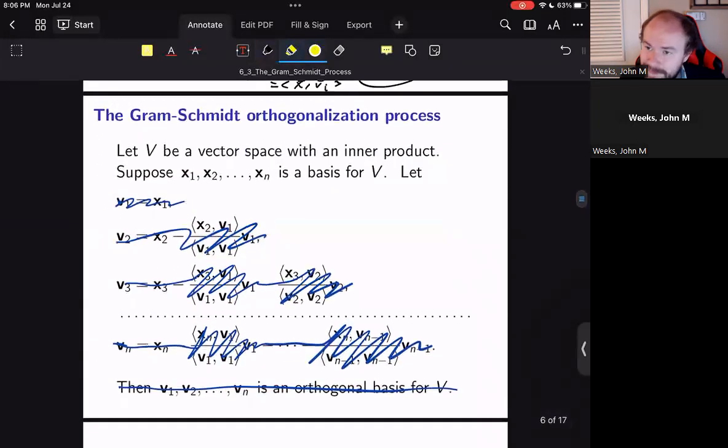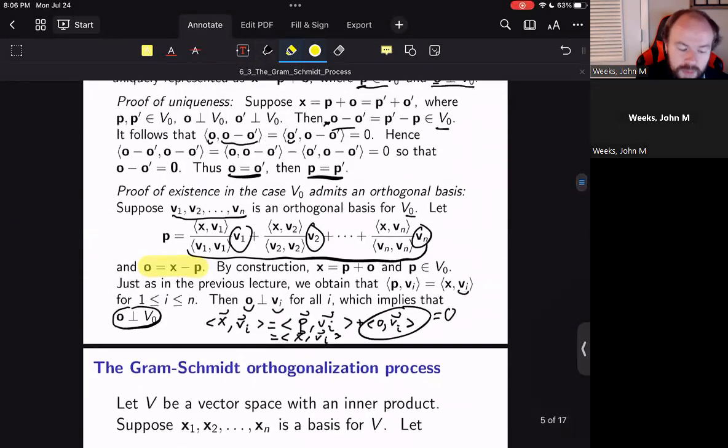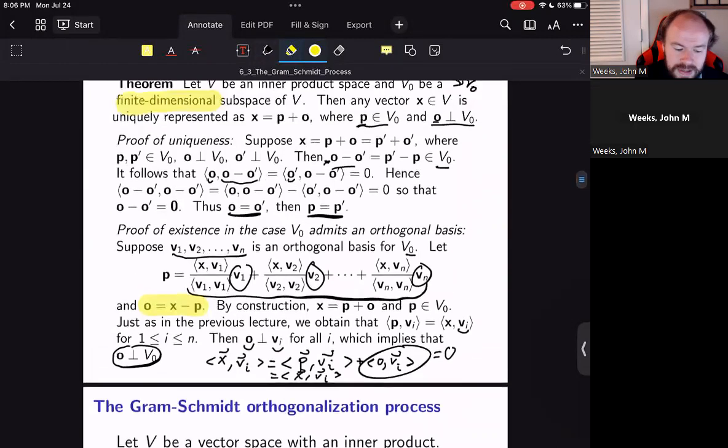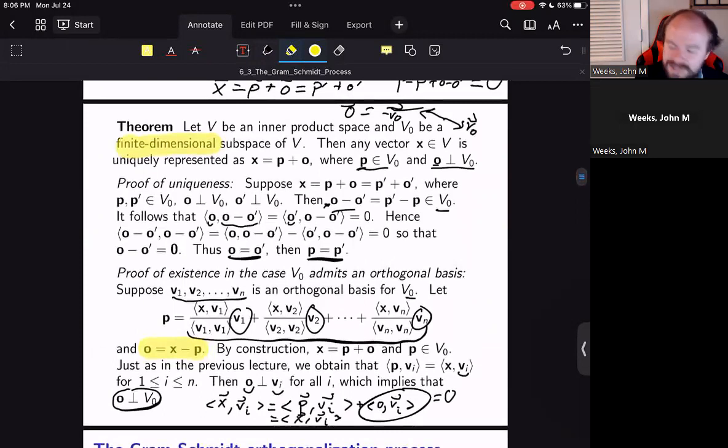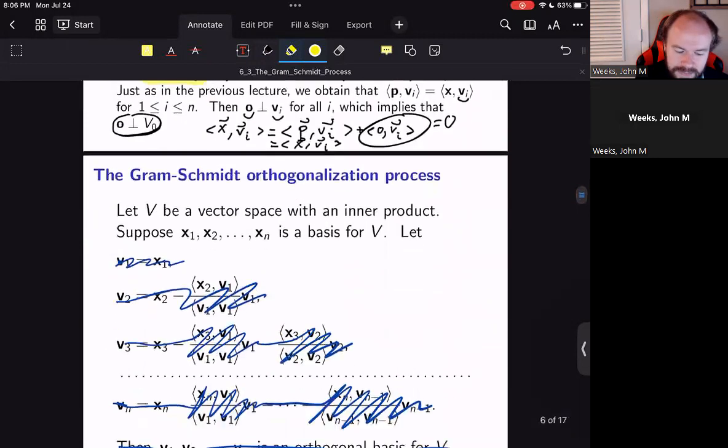Let's do some Gram-Schmidt. Gram-Schmidt is the thing that's going to allow us to take any collection of vectors, say we start with a basis for v, and turn it into the orthogonal basis. Notably, we needed an orthogonal basis for the proof of existence here in the previous theorem. So we want to ask, okay, how do we form an orthogonal basis out of just a generic basis?